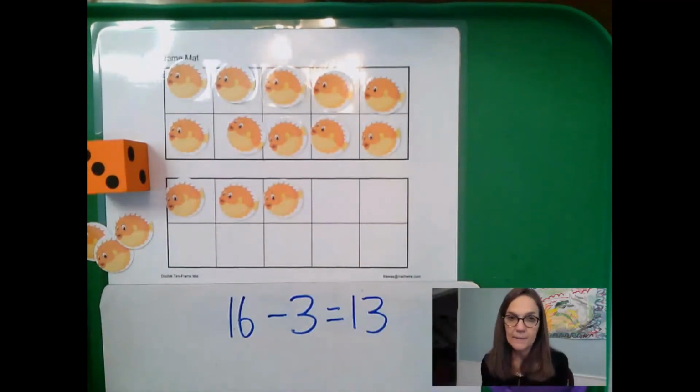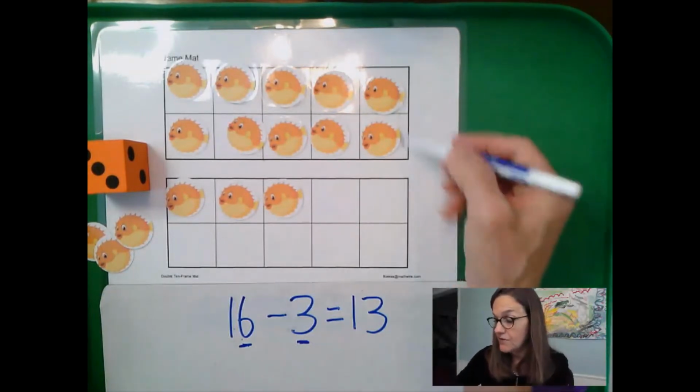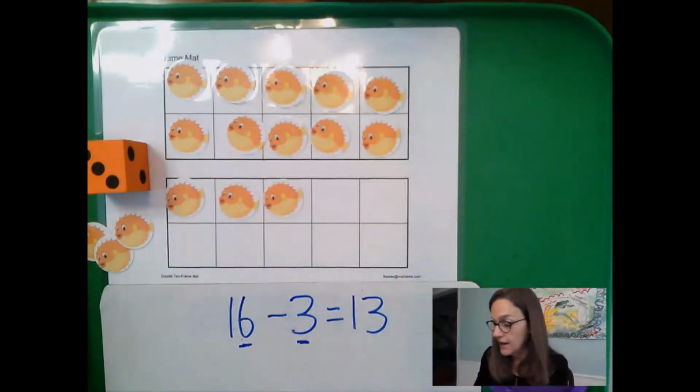See how we did that? If you just look at the ones place, you can see that a 6 minus a 3, because these are both in the ones place, is a 3. And we didn't do anything to the 10. We still have the 10, right? Okay, so 16 minus 3 is 13.